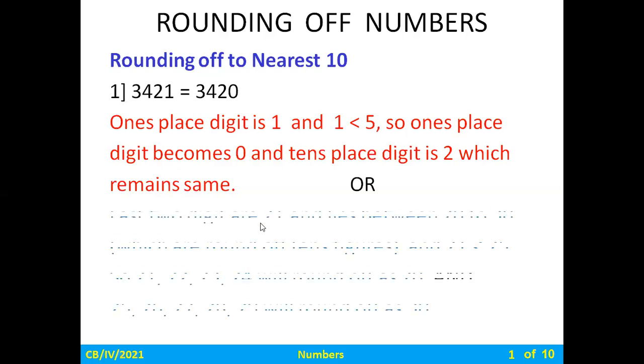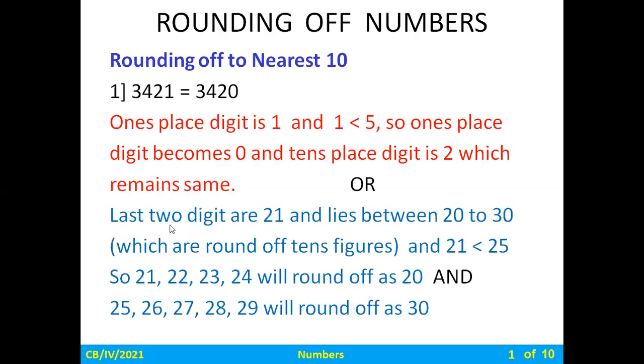Let's learn the other way to understand this. If we consider the last 2 digits, that is 21, it lies between 20 and 30. The middle number between 20 and 30 is 25, so we have to compare it with this middle number. 21, as you can see, is smaller than 25, so it will get rounded off to 20.